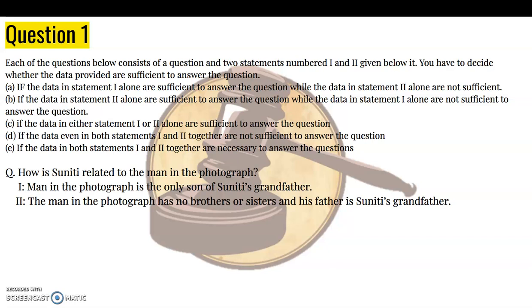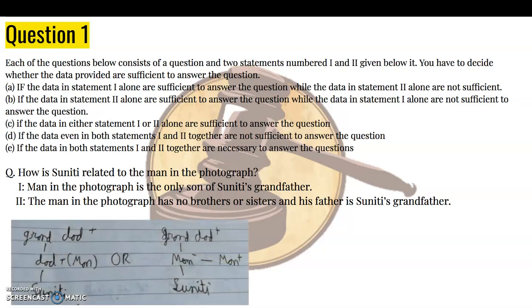After reading this, we can draw two cases here. Either he has no brothers or sisters, or maybe he has one sister who is the mother of Suniti, and the man will be the uncle of Suniti. So this statement is not sufficient to answer the question. Let's see if 2 can solve the question. The man in the photograph has no brother and sister, and his father is Suniti's grandfather.